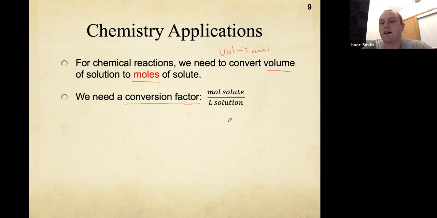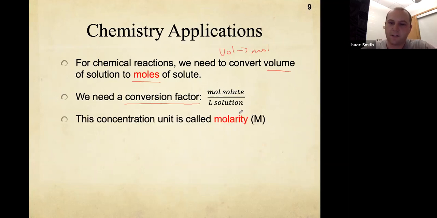So before we saw mass of solute over mass of solution, or mass of solute over volume of solution, right? We've seen all those. In chemistry, what we're going to use mostly is this moles of solute over liters of solution. And the name of this is molarity, and it's denoted by a capital M. Sometimes the M is italicized a little bit, but big M is molarity. Sometimes it has a line under it too. So anyway, let's look for the big M.